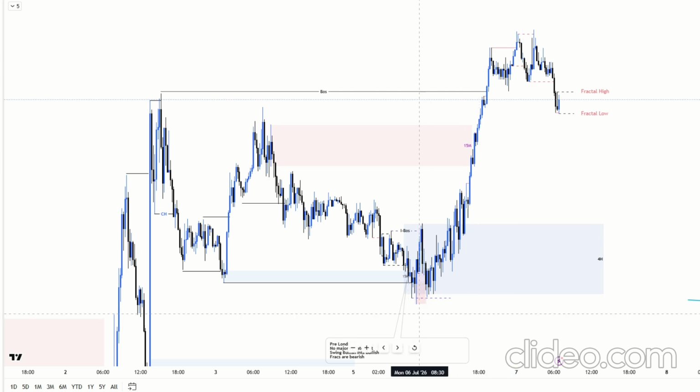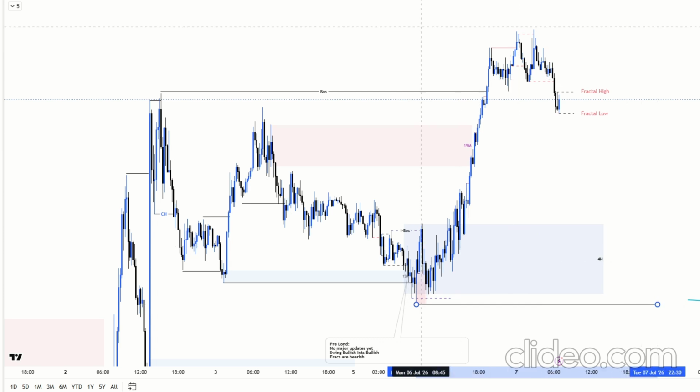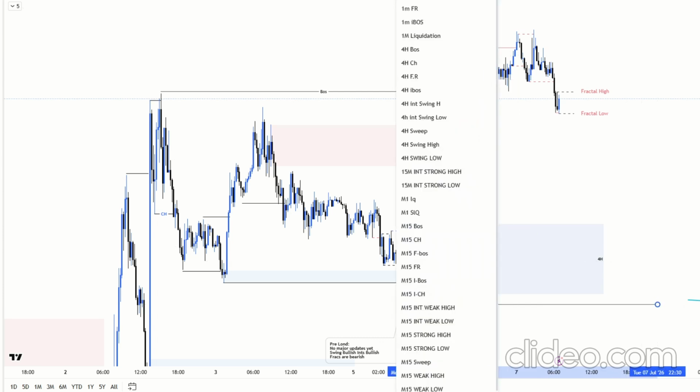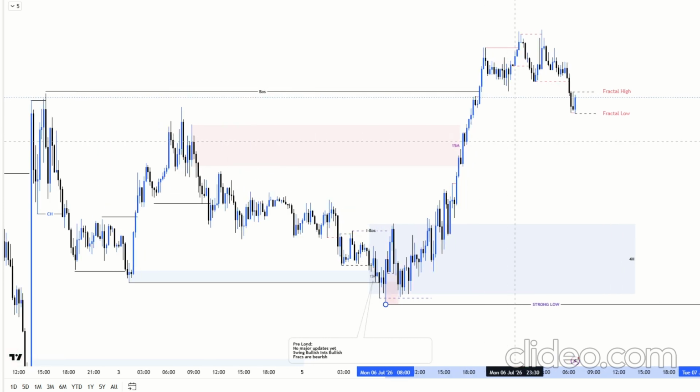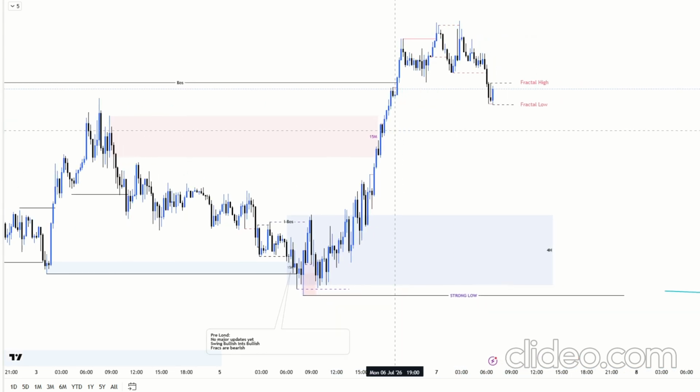And then we have a low here. This is a strong low, strong because it led to a break of structure. So this is a 15 minutes strong low that led to this break of structure. And now we mark the demands that we are likely to target today.